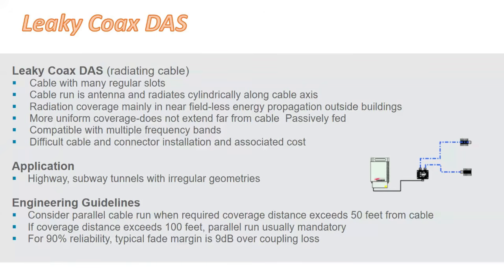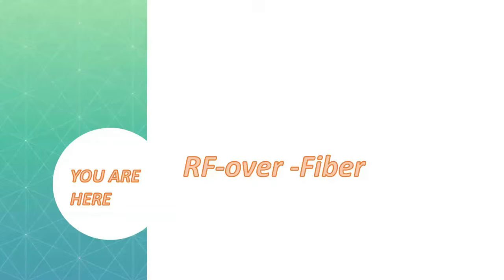So what happens? The cables can be large in diameter. The diameter can go up to maybe 1 inch, so it's difficult to bend around tight corners. Generally, we use a half-inch cable for indoors. So leaky cables have some problems related to installation, right? So this is all about leaky cables.